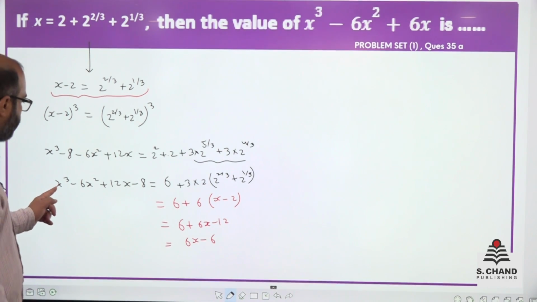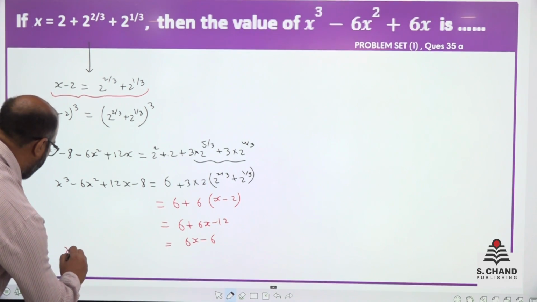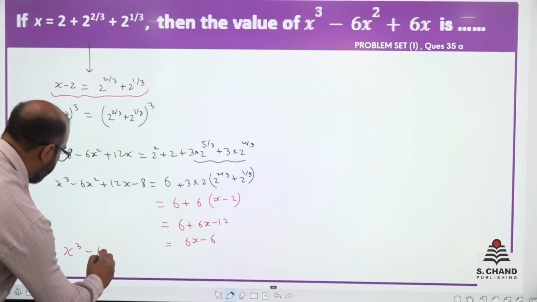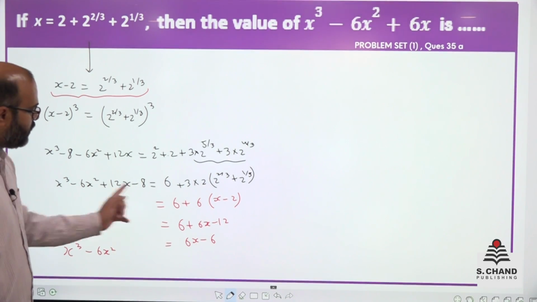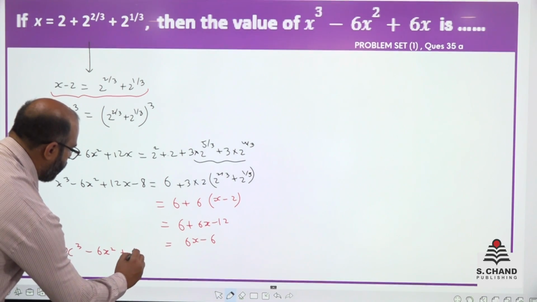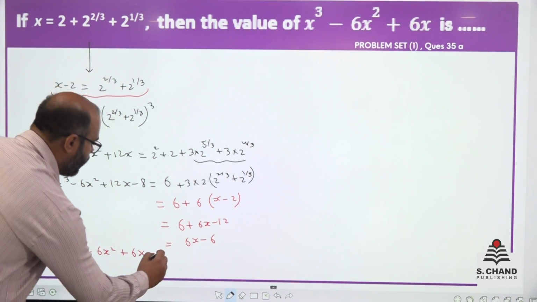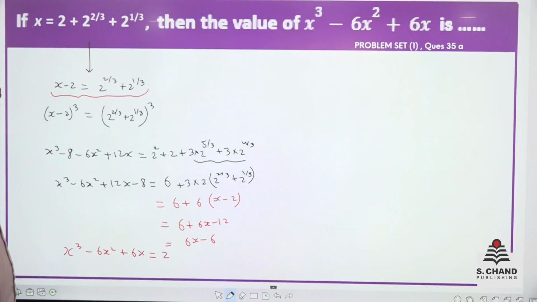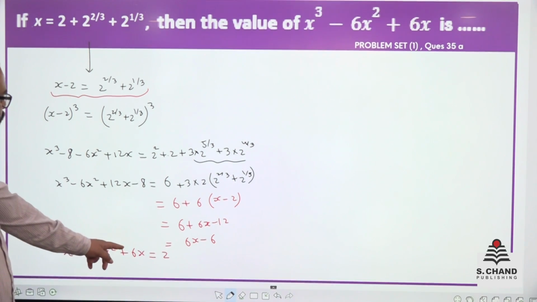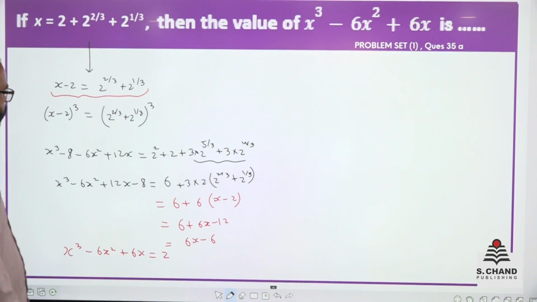Now this is x cube minus 6x square, and 12x minus 6x will be 6x, is equal to 8. Taking it to the right hand side, 8 minus 6 will be 2. So was the question asking this value, x cube minus 6x square plus 6x? Yes. So this is equal to 2.